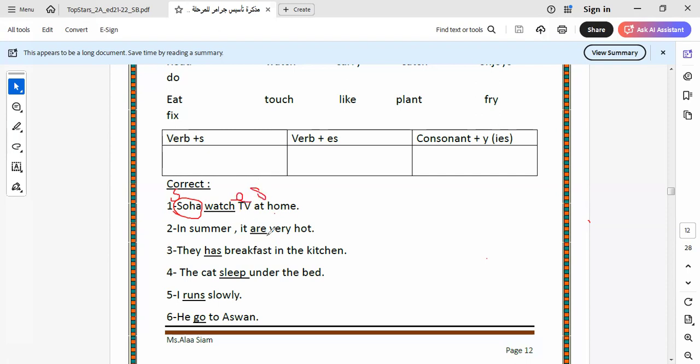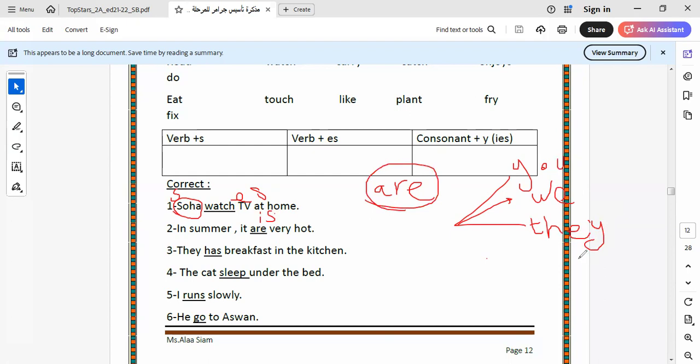In summer, it's are. So we say the verb to be that is used with it. It will be is, not are. Are is used with the pronouns that take are. It will be you, we, and they. These pronouns take are. So here we have are with you, we, and they.